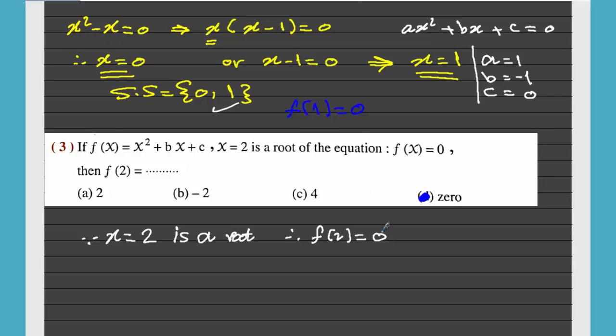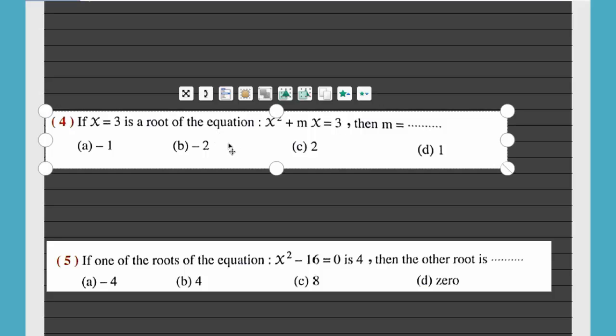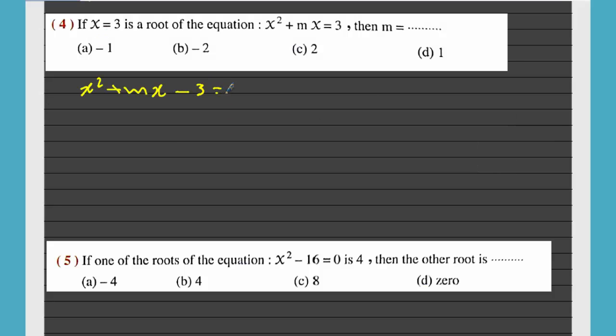Okay. Question 4. The equation equals 0, and we have x equals 3 is a root. So what do we deduce? We deduce that f of 3 equals 0 because 3 is a root. So find m. What is the value of m?